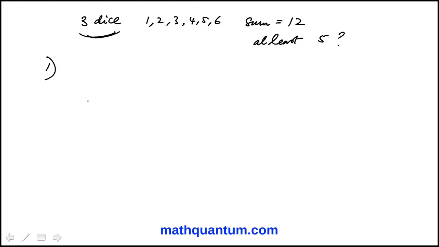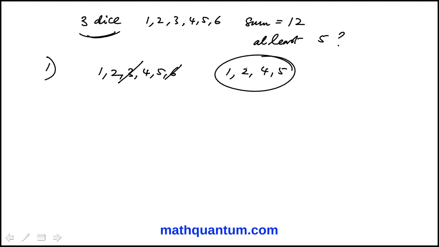I'll start with statement 1. It says none of the 3 numbers that are facing up is divisible by 3. So that means statement 1 rules out 3 and 6. So we're only working with 1, 2, 4, and 5 as the possible outcomes on the 3 dice.